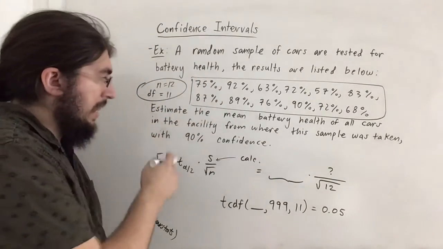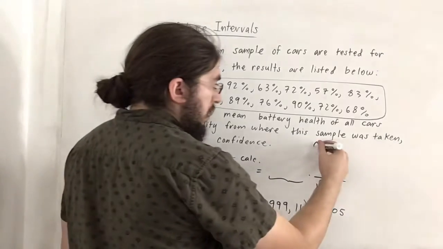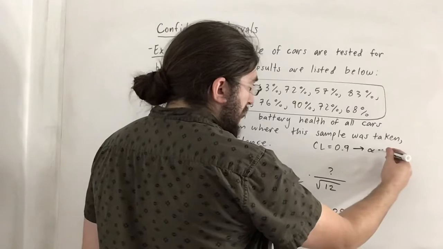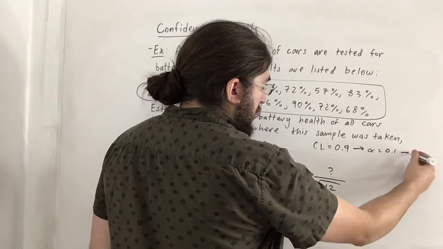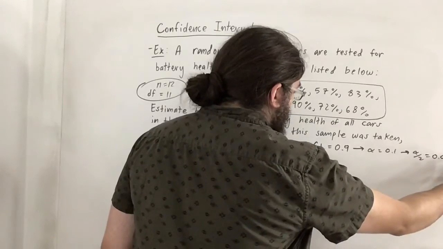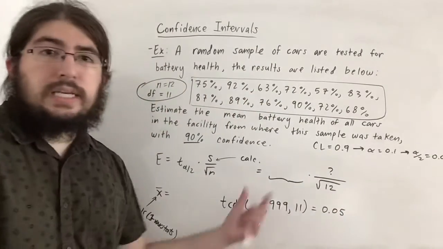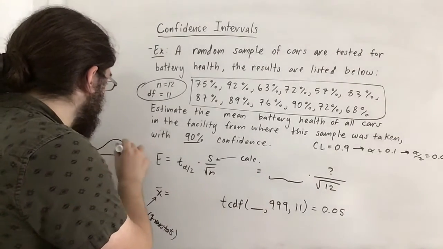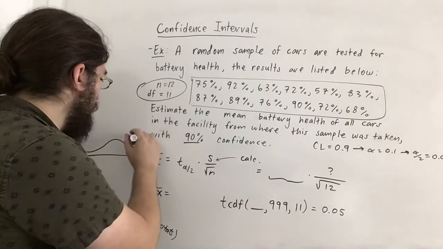And I can tell that again because this is our confidence level, CL. So if CL is 0.9, which is 90%, this implies alpha is 0.1, and that implies that alpha over 2 is then 0.05. So that's what we want our resulting tcdf value to be, because it's the area to the right under this standard t curve with degrees of freedom 11.